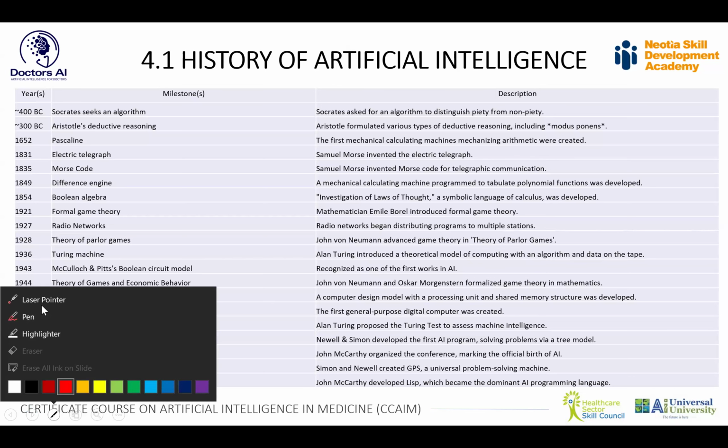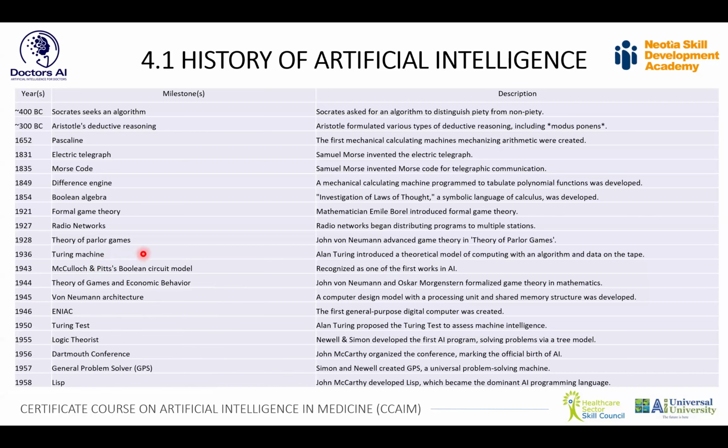Yeah, so that was in the year 1936. And in 1950, as I said, Alan Turing actually proposed the Turing test to assess machine intelligence. So this was a time when machine intelligence was actually evolving and people were trying to get into that segment. ENIAC was the first general purpose digital computer that got created.